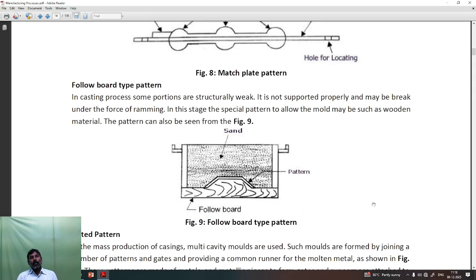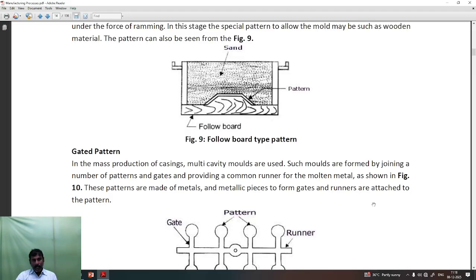The next one, gated patterns. In this pattern, multi-cavity molds are used for mass production of castings. Such molds are formed by joining a number of patterns with gates or providing a common runner for the molten metal. These patterns are made in metal, and metallic pieces forming gates and runners are attached to the pattern.